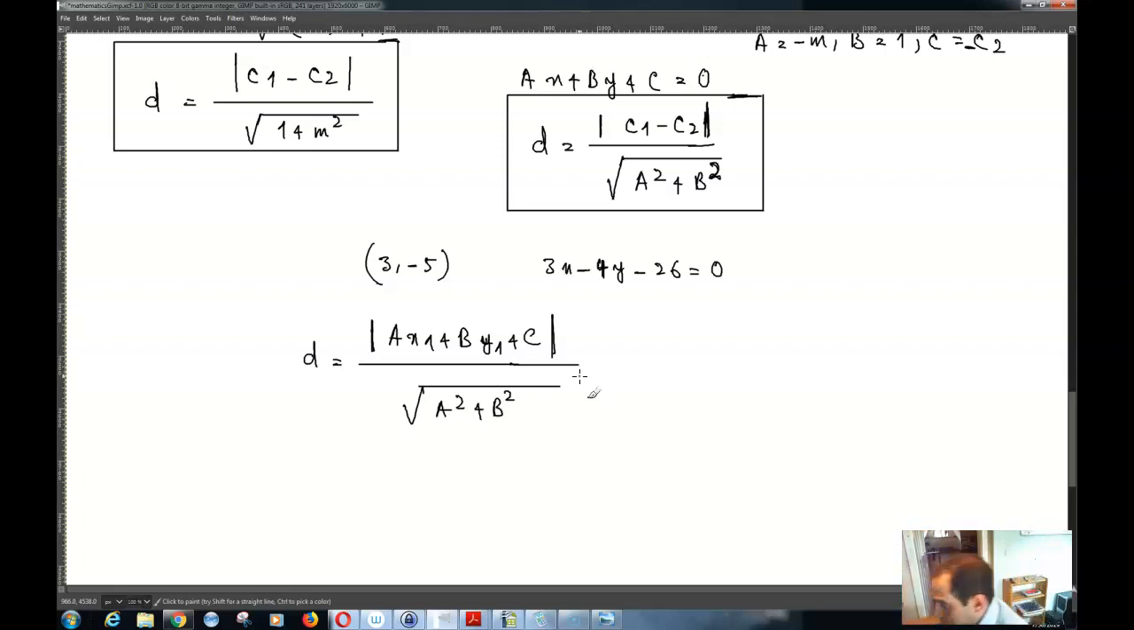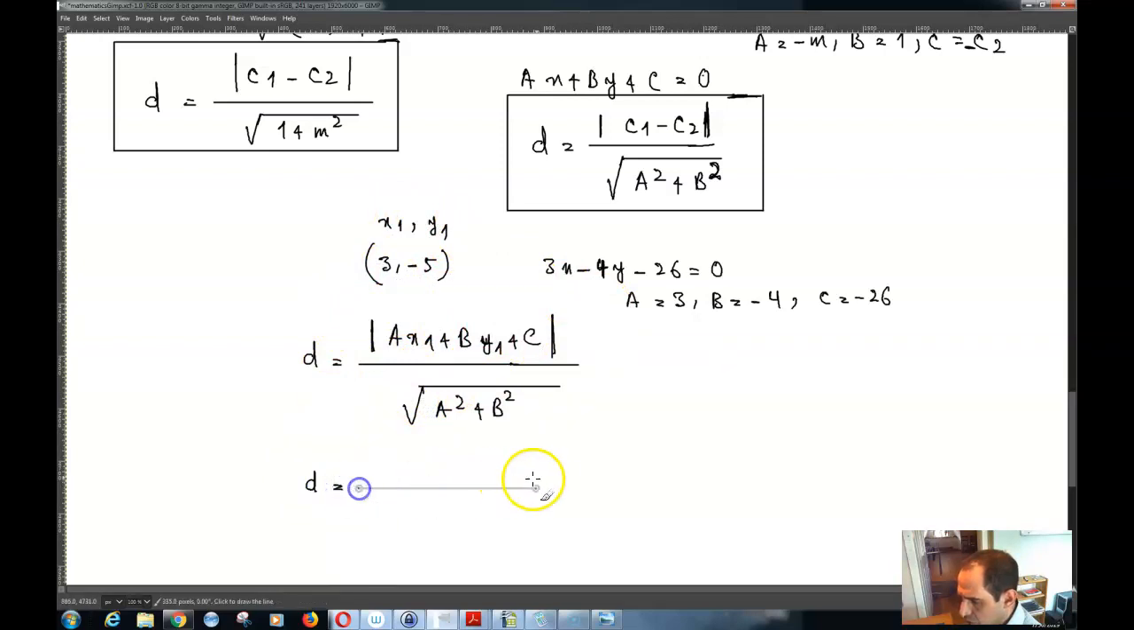So over here, my a is equal to 3, b is equal to -4, and my c is equal to -26. And this is x1 and y1 over here. If you substitute these values in this formula, you will get the distance of the point from this line.